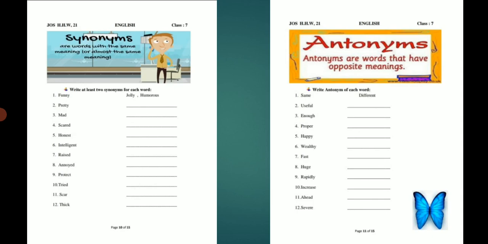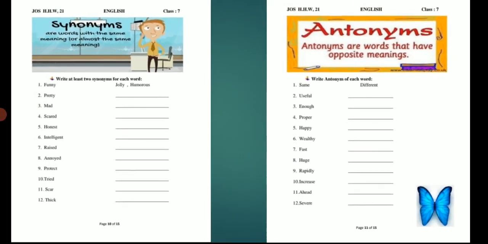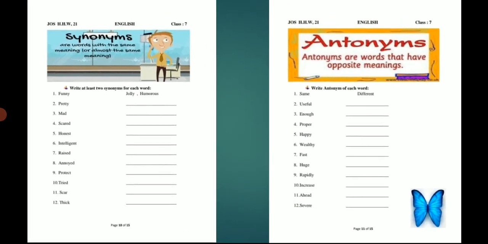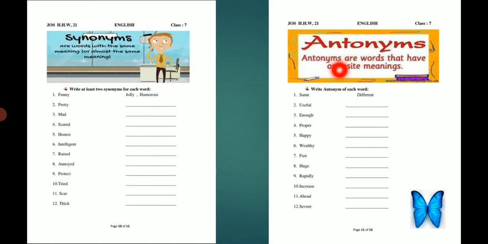Let's move forward to antonyms. Antonyms are opposites of synonyms. Here is a small definition. Antonyms are words that have opposite meanings. So you can see that antonyms are opposites.